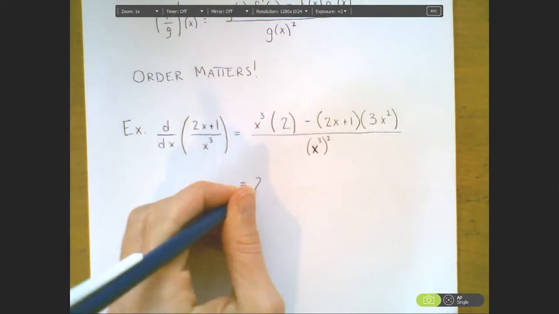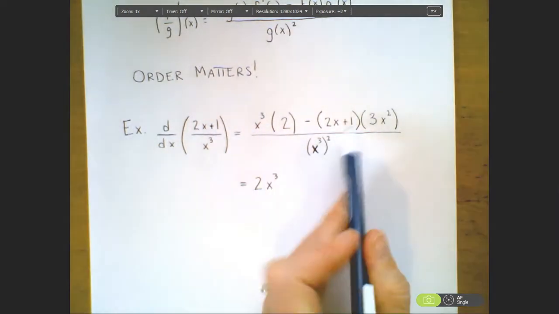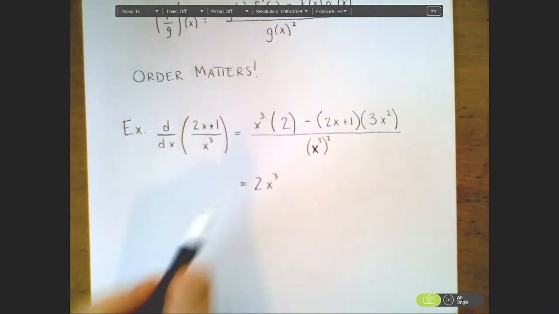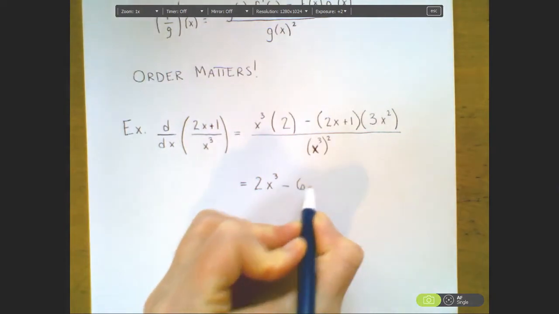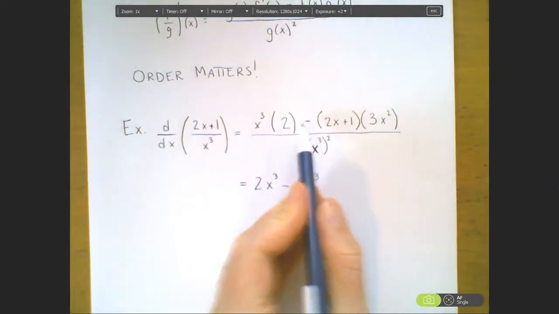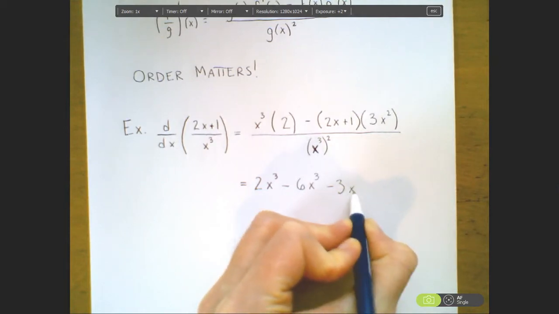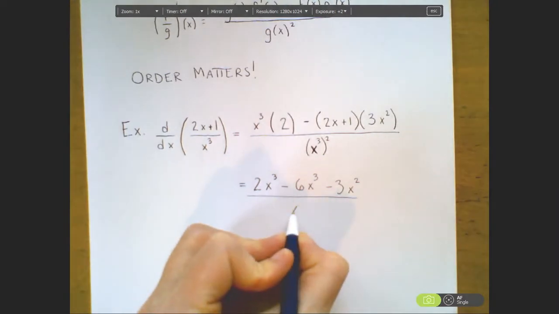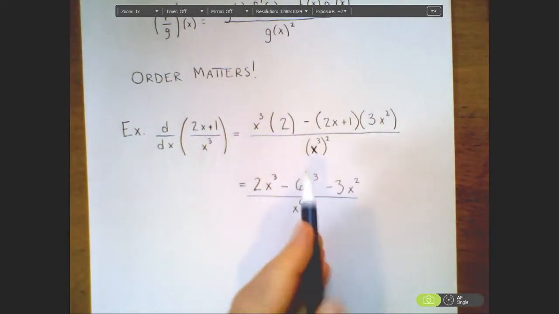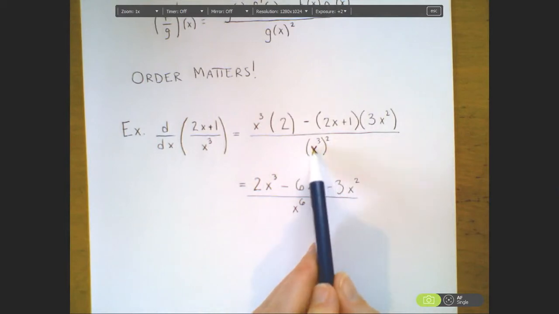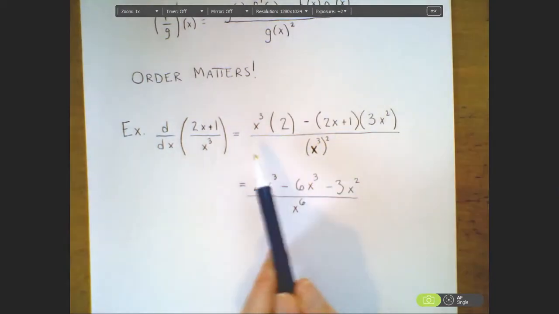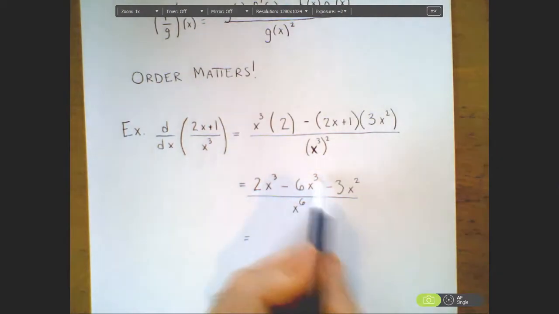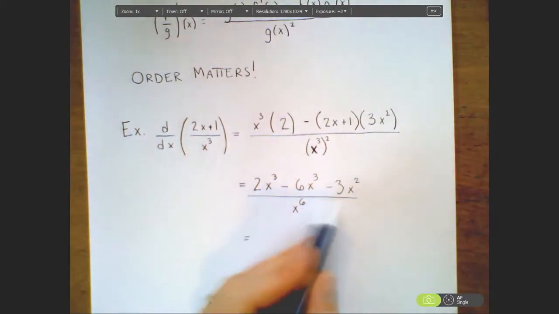So this becomes 2x cubed, and the subtraction distributes, and I end up with 2x times 3x squared gives me minus 6x cubed minus 3x squared, all divided by x to the 6th. This is x cubed squared, means it's x cubed times x cubed. So altogether I'm going to have 6 x's on the bottom. Now let's do a little bit of canceling, because there are some terms that can cancel out. I can think of each of these terms individually.